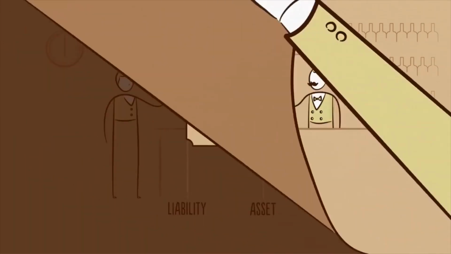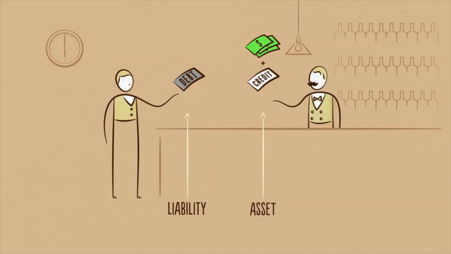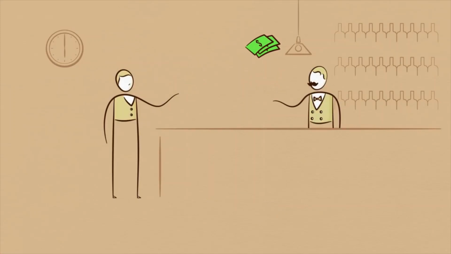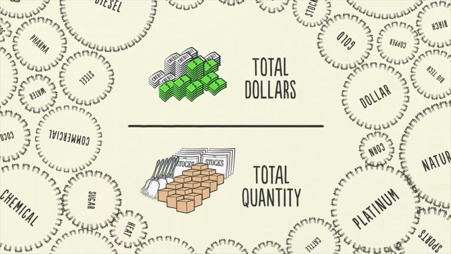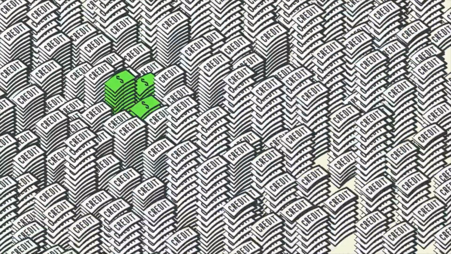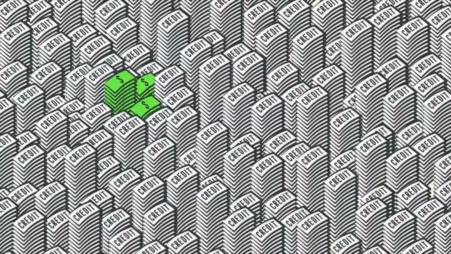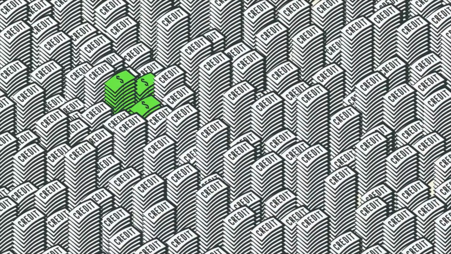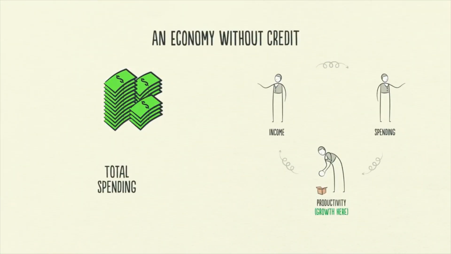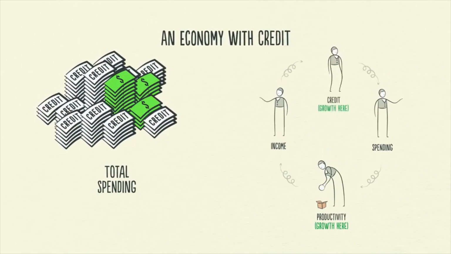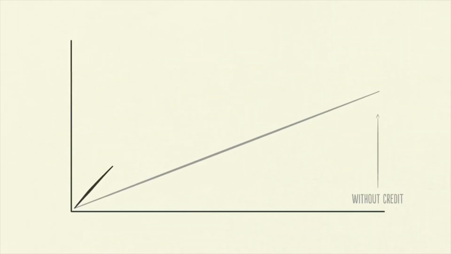It's not until you pay the bar tab later that the asset and the liability disappear, the debt goes away, and the transaction is settled. The reality is that most of what people call money is actually credit. The total amount of credit in the United States is about $50 trillion, and the total amount of money is only about $3 trillion. Remember, in an economy without credit, the only way to increase your spending is to produce more. But in an economy with credit, you can also increase your spending by borrowing. As a result, an economy with credit has more spending and allows incomes to rise faster than productivity over the short run, but not over the long run.